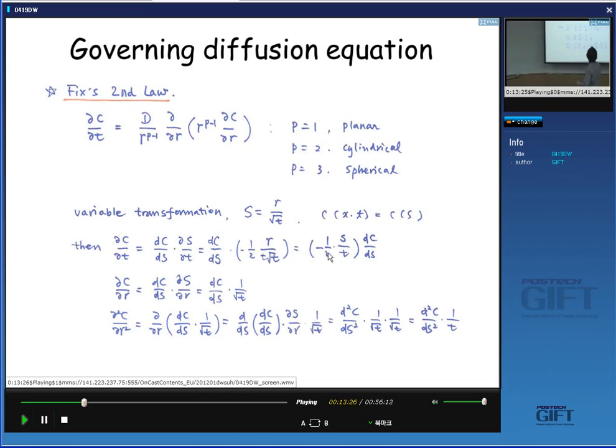Here, this is Fick's second law, and this is the governing equation we have to solve, right? This is slightly different from the usual form, but it is simply the same when you put 1, 2, 3 as a geometric vector. So when you put 1, you simply have the form you are familiar with.